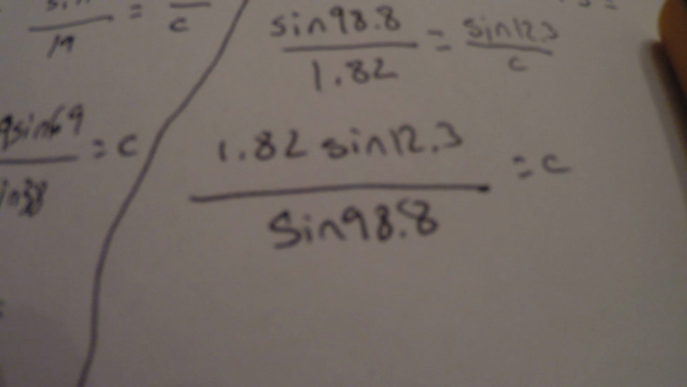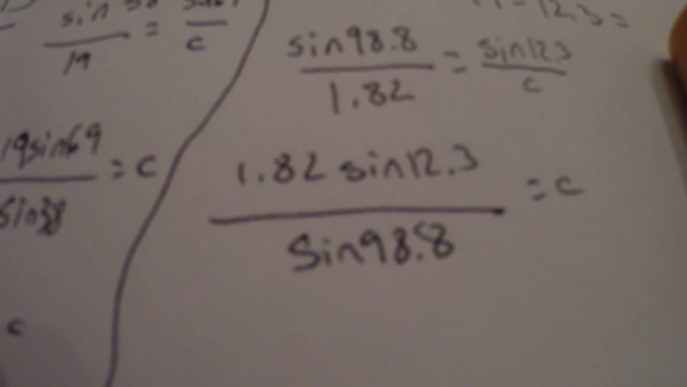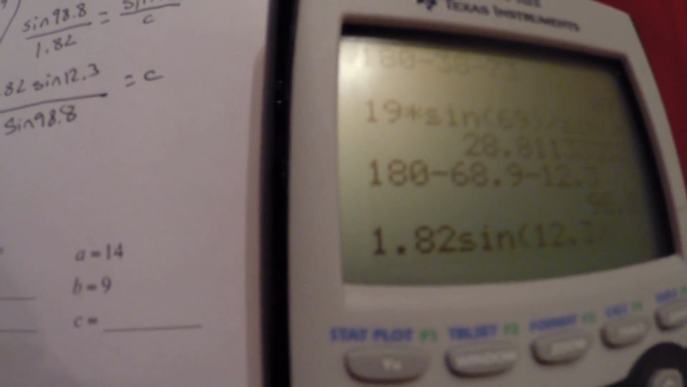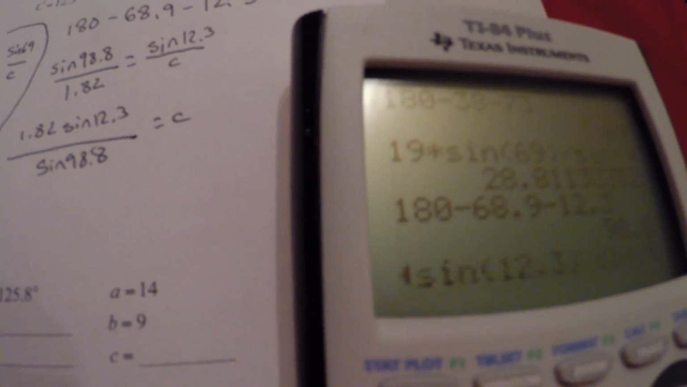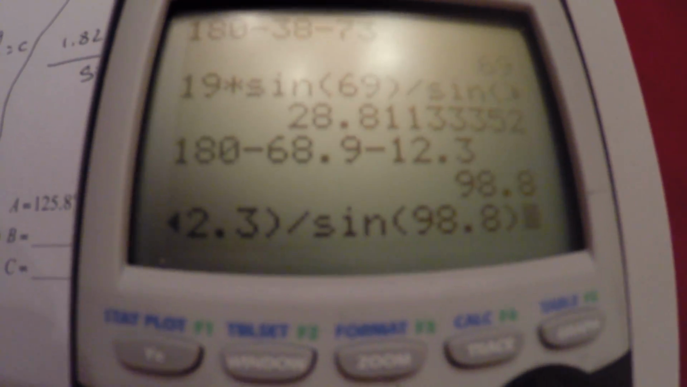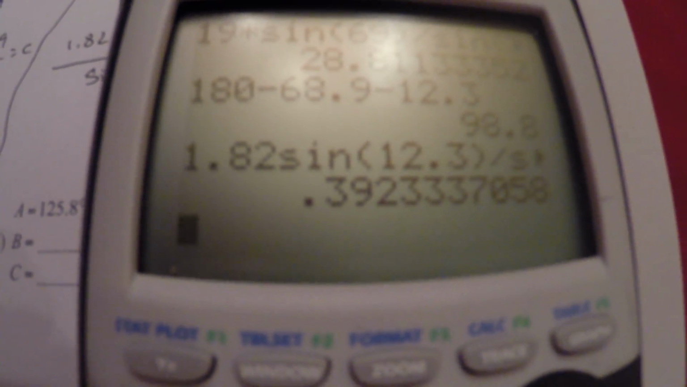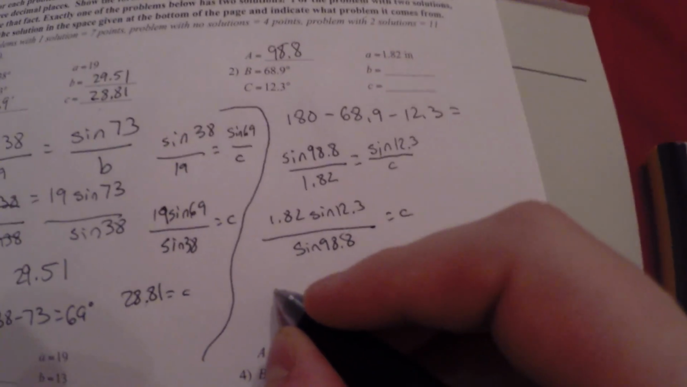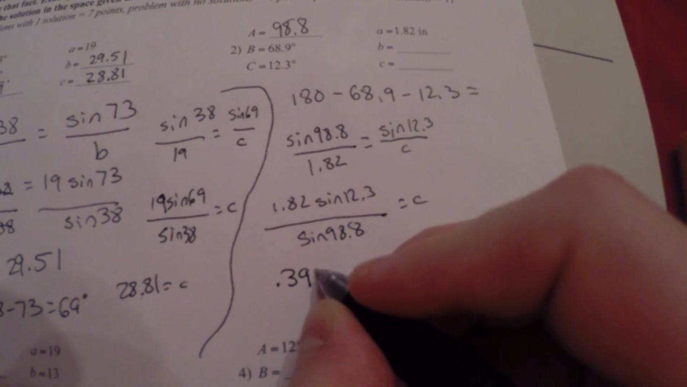All right, so we're going to do 1.82 on the calculator. That's me typing on the calculator. You heard the keys, but you didn't see the numbers. Times sine 12.3 divided by sine 98.8. Okay, so there you go. Close it. You actually don't have to close it, but I'll close it just to make it look pretty. And we get 0.392. I'll just go ahead and write 0.392.